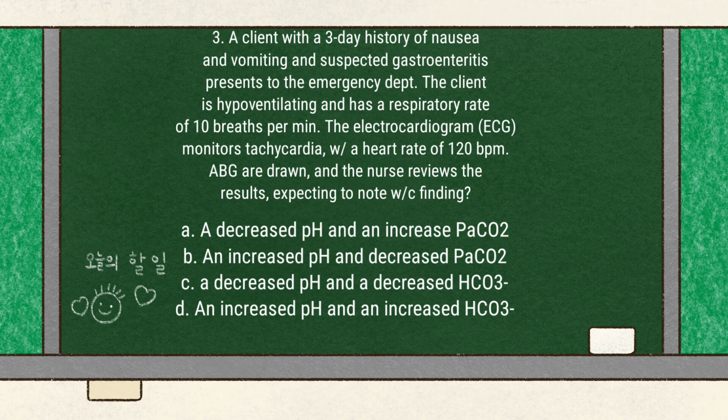Number 3. A client with a 3-day history of nausea and vomiting and suspected gastroenteritis presents to the emergency department. The client is hypoventilating and has a respiratory rate of 10 breaths per minute. The electrocardiogram ECG monitor displays tachycardia with a heart rate of 120 beats per minute. The ABGs are drawn and the nurse reviews the results, expecting to note which finding: A. A decreased pH and an increased PaCO2. B. An increased pH and a decreased PaCO2. C. A decreased pH and a decreased HCO3. Or D. An increased pH and an increased HCO3. Answer is D. An increased pH and an increased HCO3.